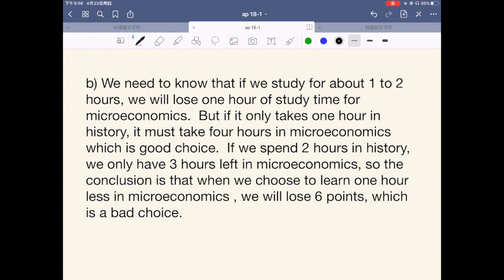So here's the answer. First we need to know that if we study for 1 to 2 hours of history, we will lose 1 hour of study time for the microeconomics. If it only takes 1 hour in history, it must take 4 hours in microeconomics, which is a good choice. If we spend 2 hours in history, we only have 3 hours left in microeconomics. So the conclusion is that when we choose to study 1 hour less in microeconomics, we will lose 6 points, which is the bad choice.